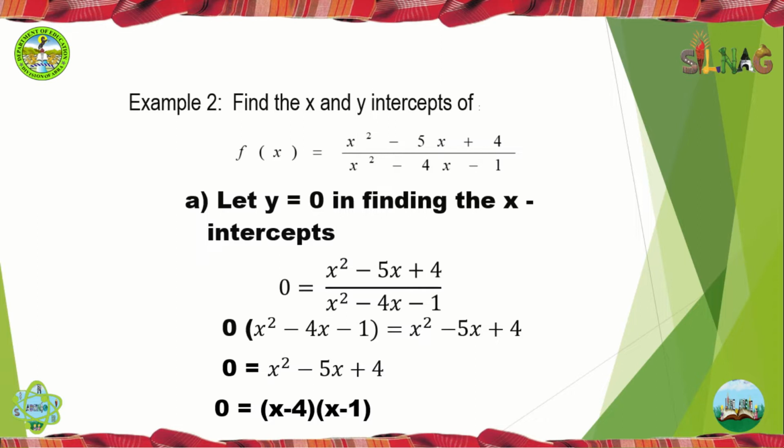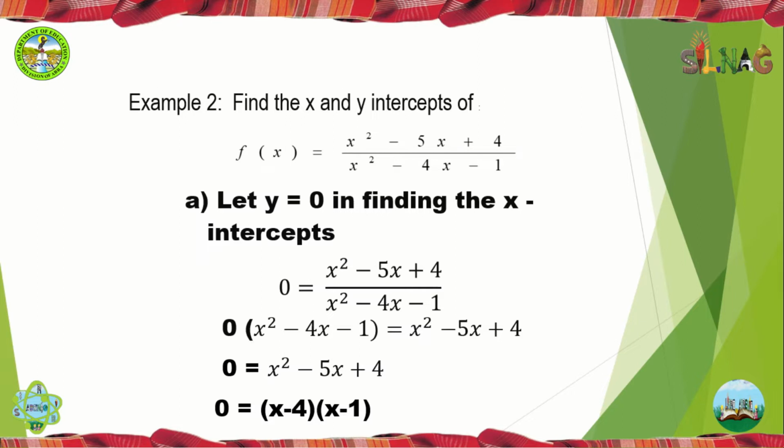Then we cross multiply. 0 times the quantity of x squared minus 4x minus 1 is equal to x squared minus 5x plus 4 times 1 at the right side, which is equal to x squared minus 5x plus 4. Then we have 0 times the quantity of x squared minus 4x minus 1 at the left side is equal to 0. Then we just copy the right side as x squared minus 5x plus 4.